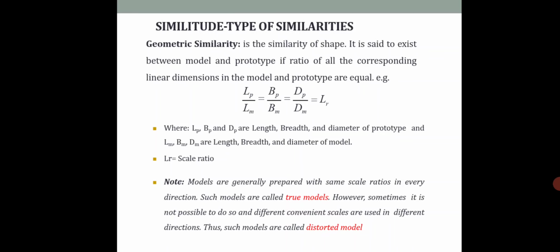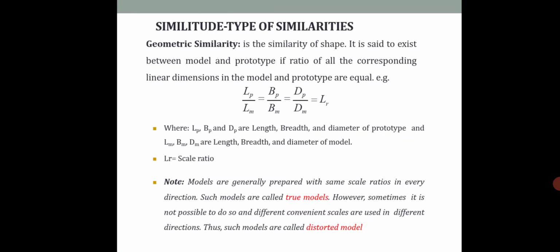So the first one is geometric similarity. It is a similarity of shape, how they are the same shape. It is said to exist between the model and the prototype if the ratio of all the corresponding linear dimensions in the model and the prototype is equal.